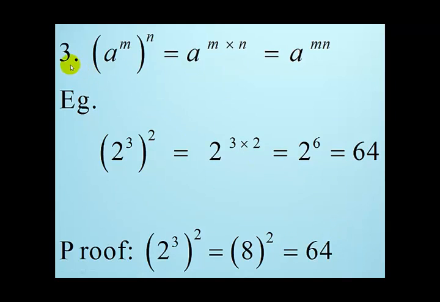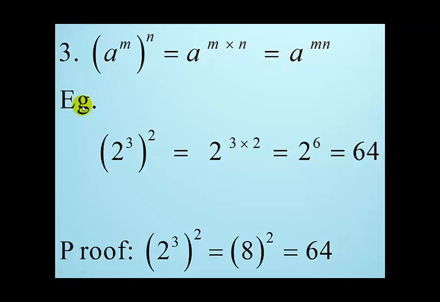Now, law number 3. (a^m)^n is equal to a^(m times n). That is according to the third law of indices. If you have a number raised to an exponent in brackets, and then raised to another exponent, the exponent in the bracket is multiplied by the exponent outside the bracket. And so (a^m)^n is equal to a^(m times n). And when you multiply m by n, the result is mn. And therefore this is equal to a^(mn).